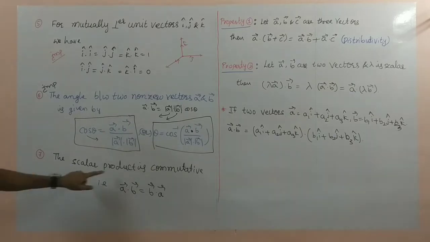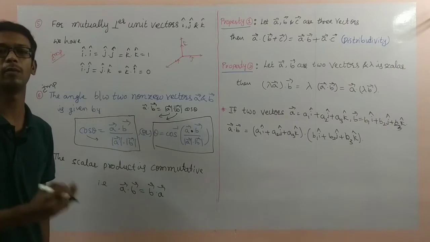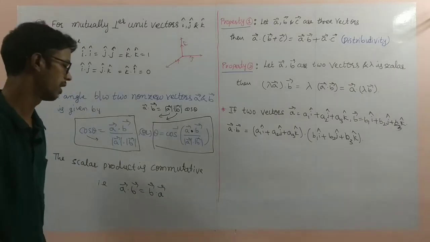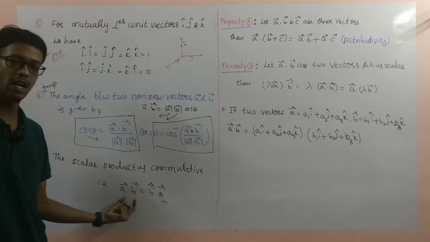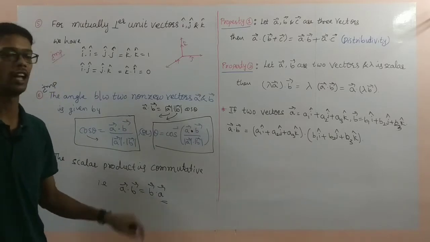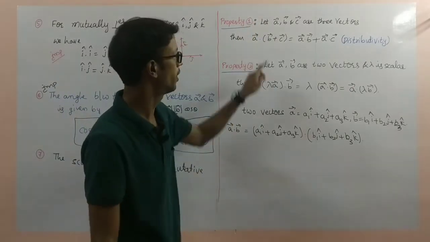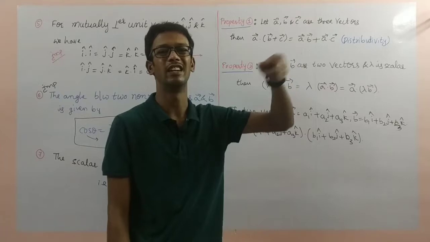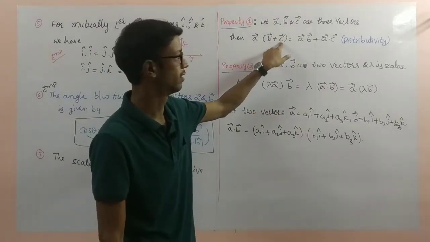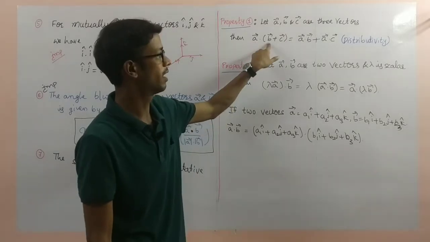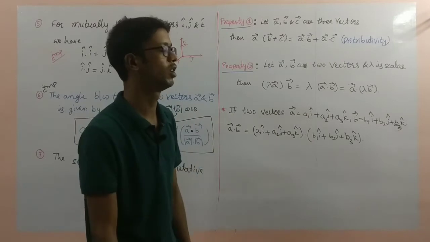Next, scalar product is commutative. Commutative is nothing but A bar dot B bar equal to B bar dot A bar. So this satisfies the condition. So we can write A bar dot B bar is nothing but B bar dot A bar also. Next, two properties are there. Property number one, distributivity, that is nothing but the distributive law. A bar dot of B bar plus C bar is A bar dot B bar plus A bar dot C bar. So this is distributivity.